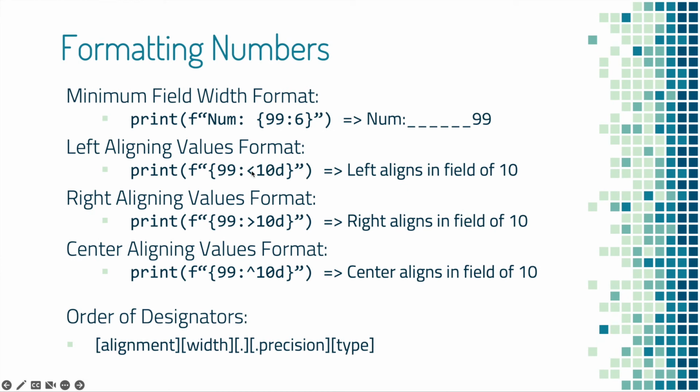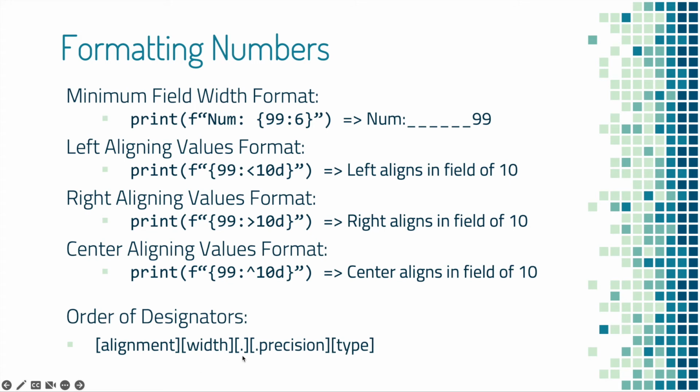I can choose to left align, right align, or center align it. We have the less than symbol, greater than symbol, or the caret, which allows you to choose how you want to center it. Now, the way you use these is you have to use the alignments, which are the less than, greater than, or caret. You have to put that first, followed by the width, so 6, 10, whatever we want to do.